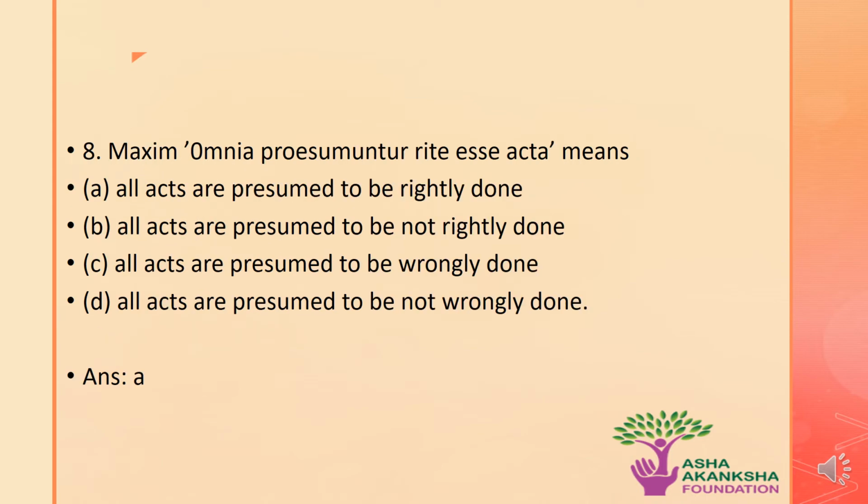The next question is: the maxim omnia praesumuntur rite esse acta means what? The options are A. It means that all acts are presumed to be rightly done. B. It means all acts are presumed to be not rightly done. C. It means all acts are presumed to be wrongly done. Or D. It means all acts are presumed to be not done wrongly. The correct answer to this question is option A. That means to say the maxim omnia praesumuntur rite esse acta means all acts are presumed to be rightly done.